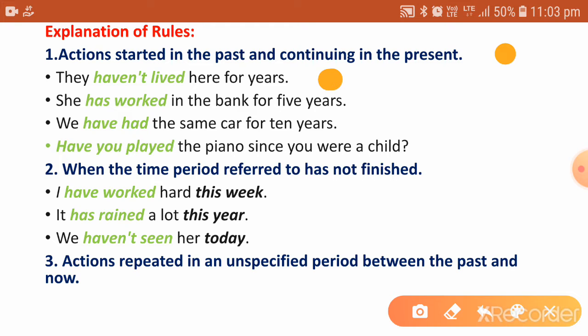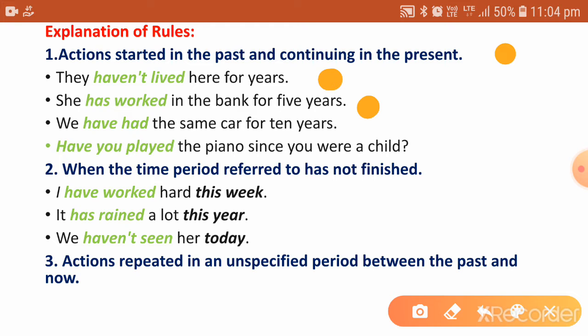They haven't lived here for years. Yes, students, in this sentence you come to know about the status of their living in that house, because it has been said they haven't lived here for years. It means they are not present in this house for years.